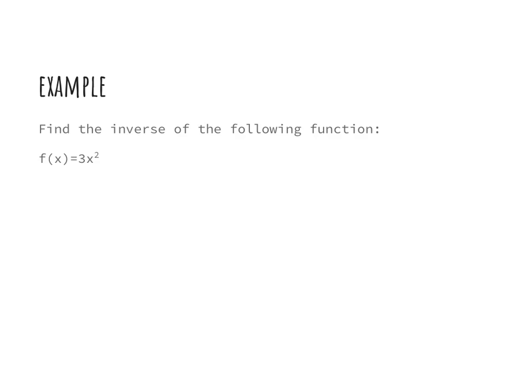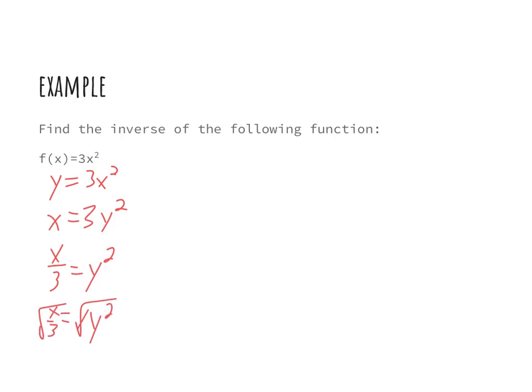Our next example, we've got f of x is equal to 3x squared. So if we ever have a squared term, this is what we're going to do. We're going to do the same thing to start out with. Replace f of x with y. Switch x and y. Solving for y again, I'm going to divide both sides by 3 first. Now to get rid of the squared, I'm going to take the square root of both sides.